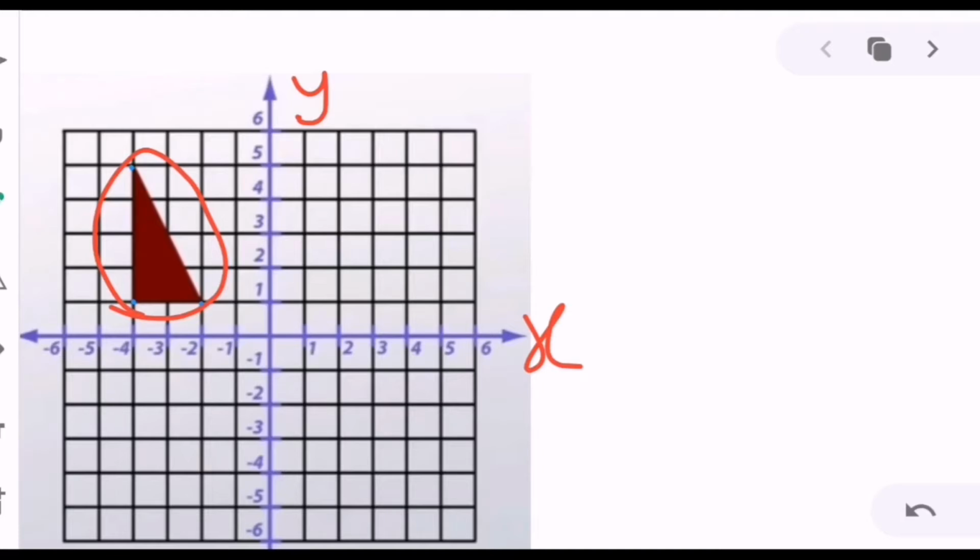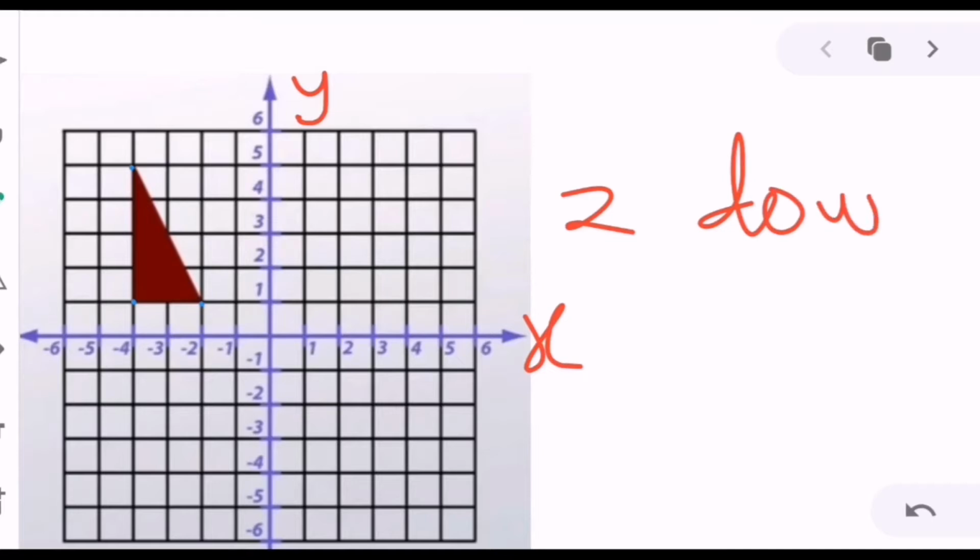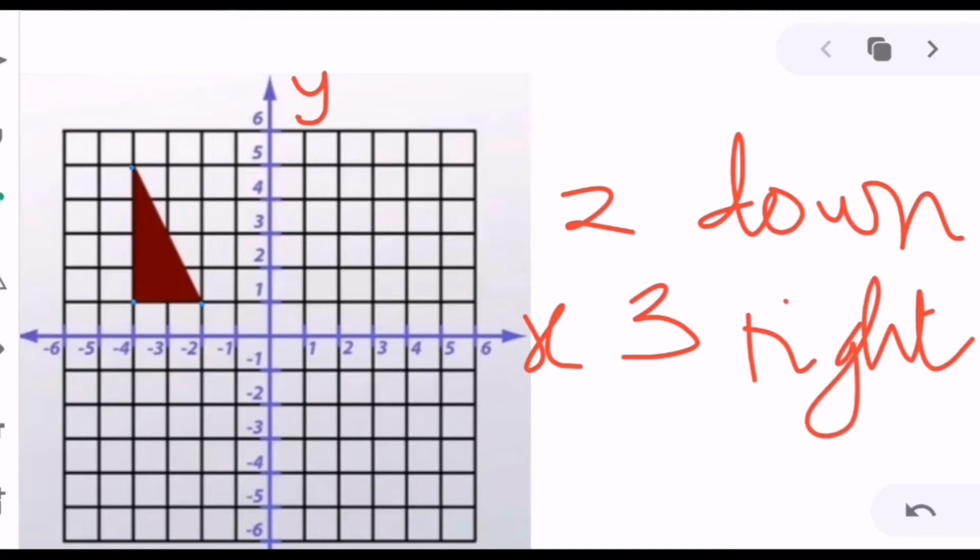All right. So with this triangle on screen, if we had to move or to shift it, let's say 2 units down and 3 units to the right. So we are moving 2 units down, and 3 units to the right. How can we do this? Look at this carefully.